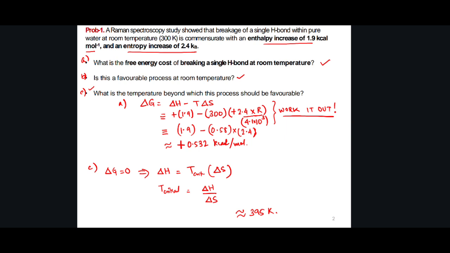This is A. In C, if I have delta G equal to 0, implying delta H equals T critical times delta S, okay? So T critical should be delta H by delta S. What I can simply do is scale this, right?